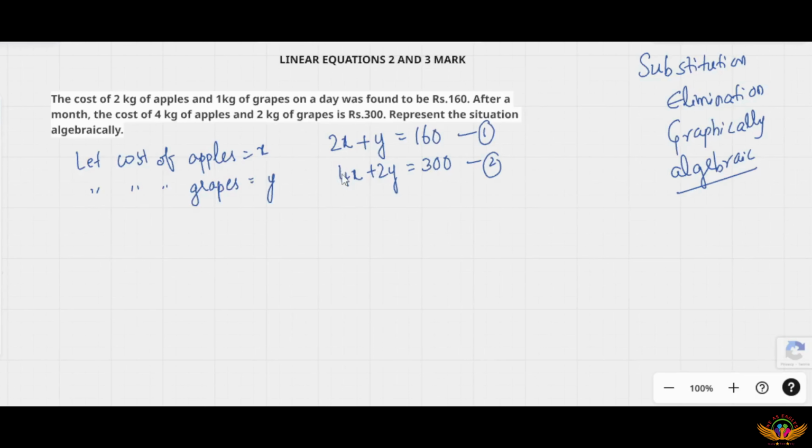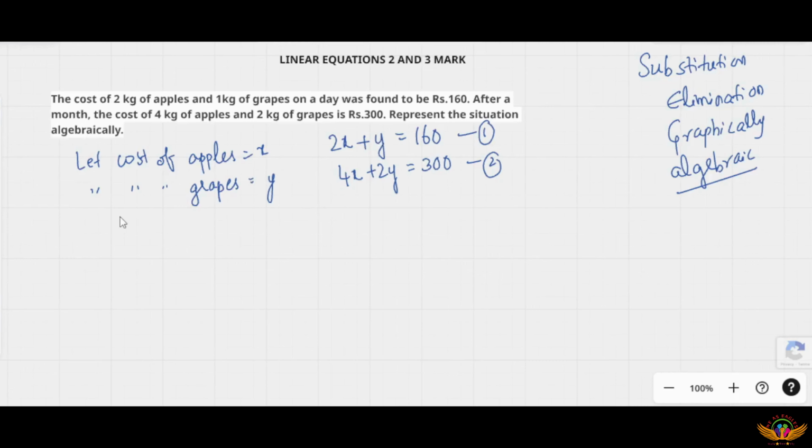First of all, we will write this in the form of algebraic representation. What is algebra? Algebra is nothing but the combination of variables and also numbers. This is the algebraic representation. The equation that we have written represents it algebraically. And then let us start solving this.